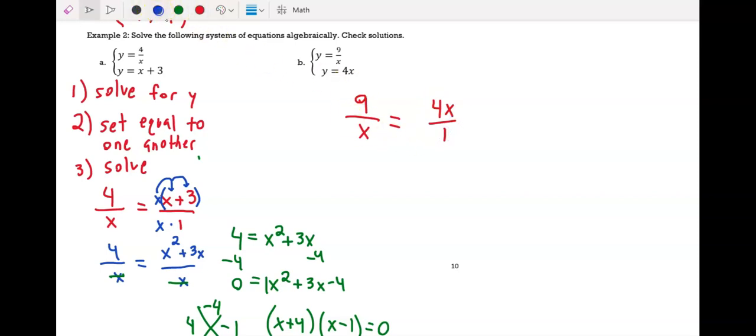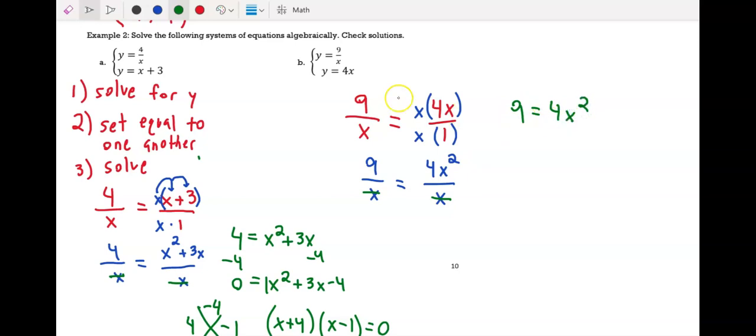So again, for my common denominator, I'm just going to multiply both my numerator and denominator on this side by an x. So this will still be 9 over x, but now I have x times 1, which gives me a common denominator of x, and x times 4x would give me a 4x squared. Now that those denominators are the same, we can cancel those out. So I end up with 9 is equal to 4x squared.